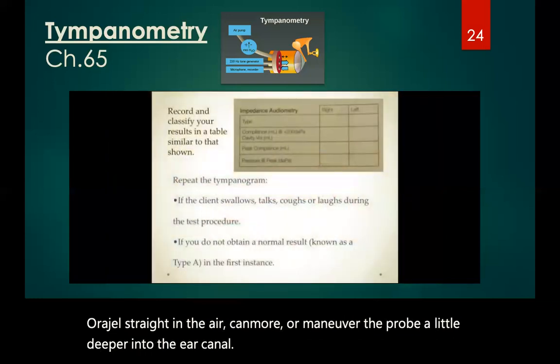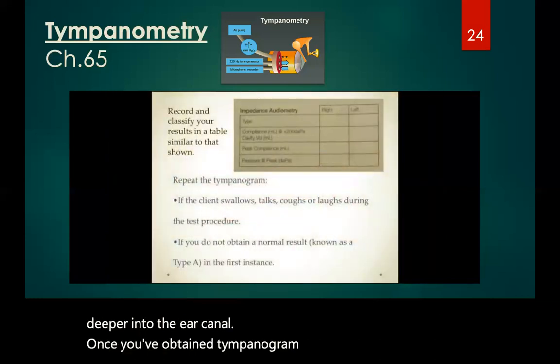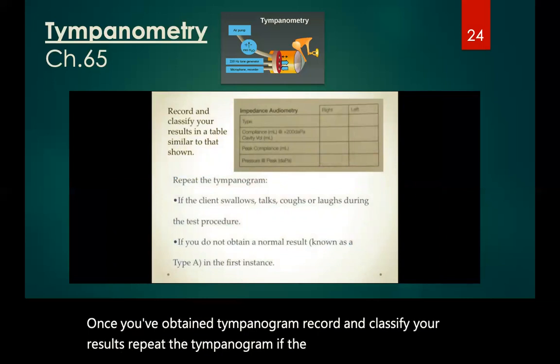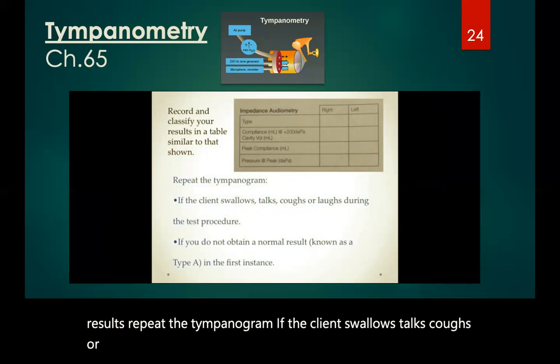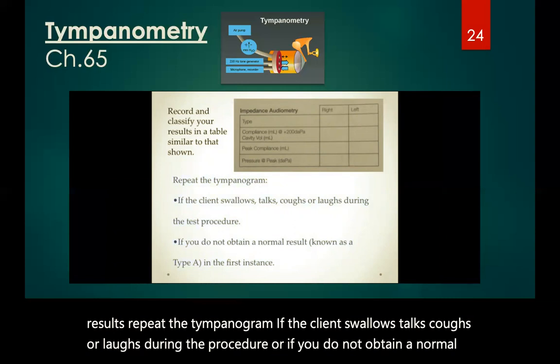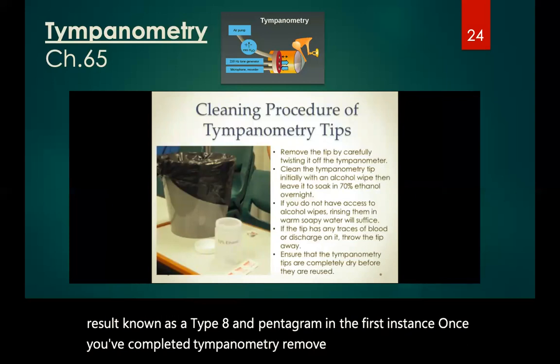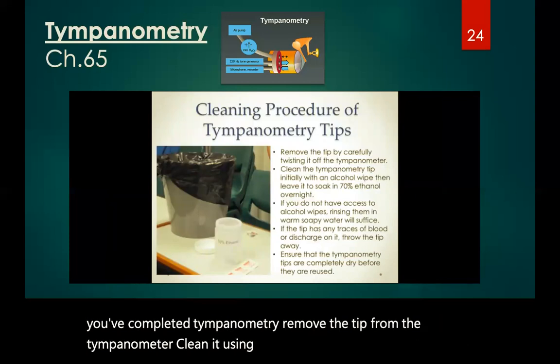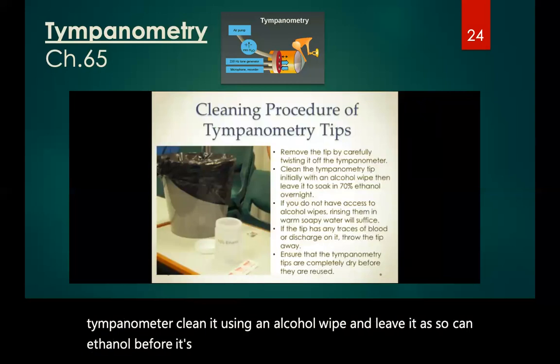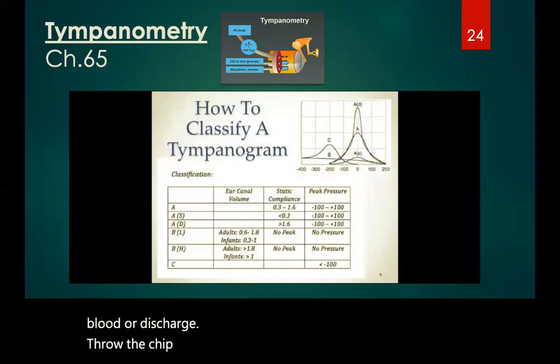Once you've obtained a tympanogram, record and classify your results. Repeat the tympanogram if the client swallows, talks, coughs, or laughs during the procedure, or if you do not obtain a normal result, known as a type A tympanogram, in the first instance. Once you've completed tympanometry, remove the tip from the tympanometer, clean it using an alcohol wipe, and leave it to soak in ethanol before it's reused. If the tip has any traces of blood or discharge, throw the tip away immediately.